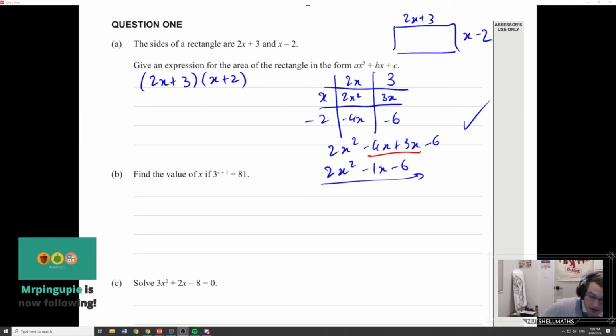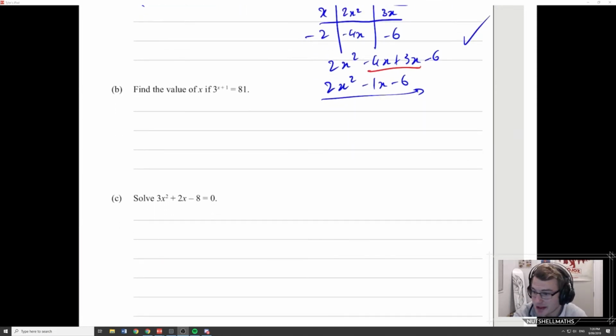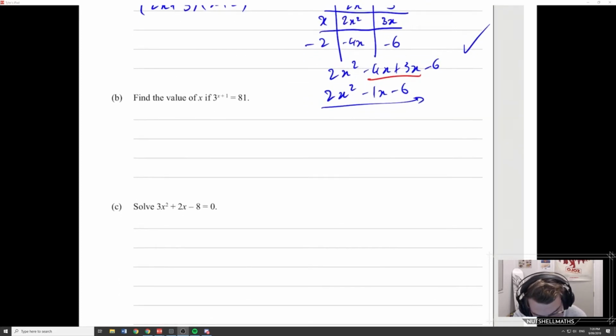Nice. Next question. You can trial and error these questions, but it's better to not. Okay. So let's get straight into it. We've got 3 to the x plus 1 is 81. I'm going to rewrite 81.